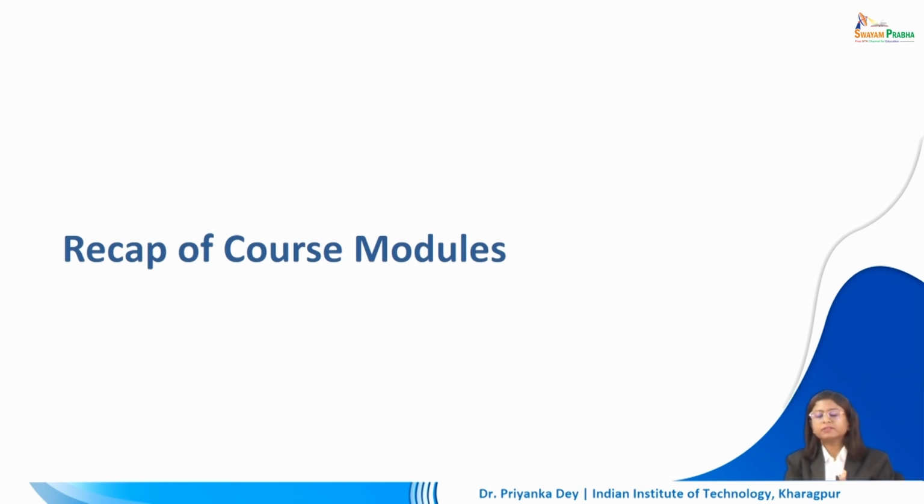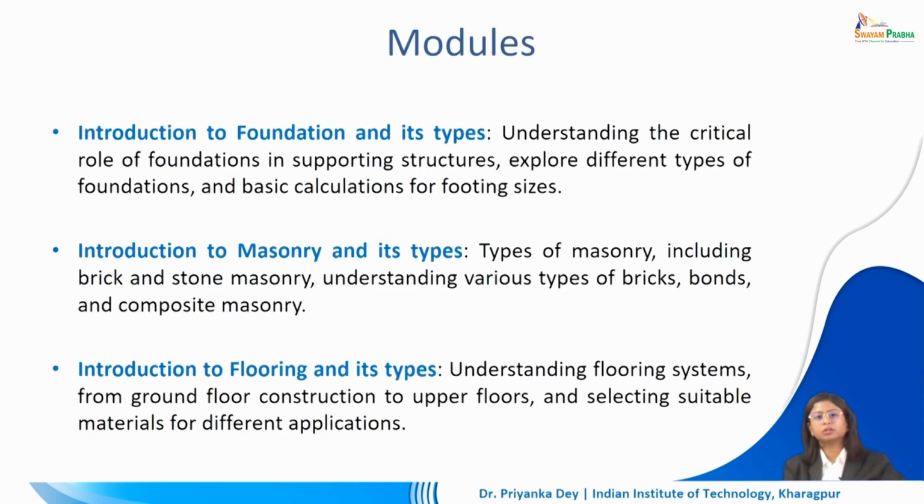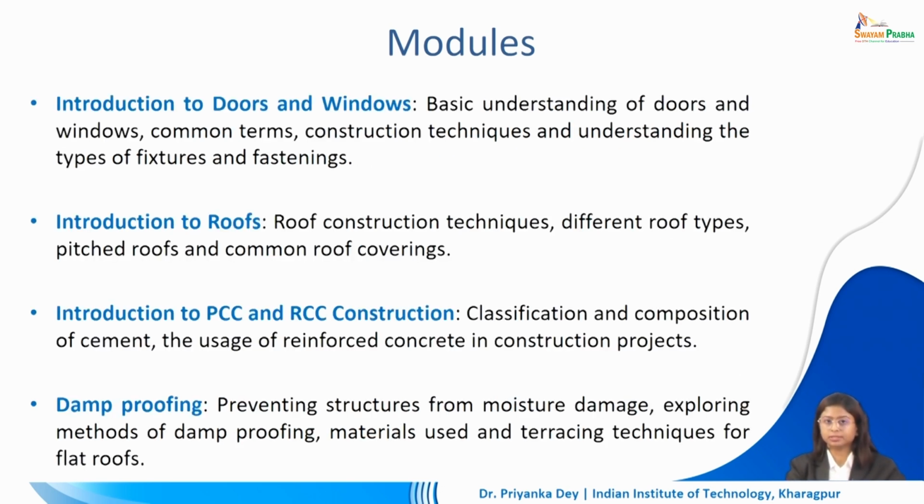Now we have taken a quick look at each of the different subcategories that we have studied of the building components in the various modules. Just taking a quick recap of what we've learned so far in this particular course. We first started with foundation. Here we took a look at shallow foundation and deep foundation. Then we went on to masonry. So we saw brick, stone and other types of masonry. Then we went on to flooring. So we saw the ground flooring and then upper floors, and we also saw different types of floor finishes.